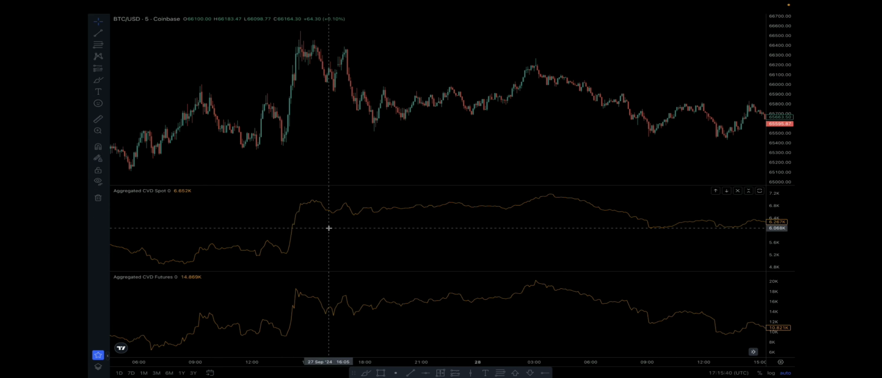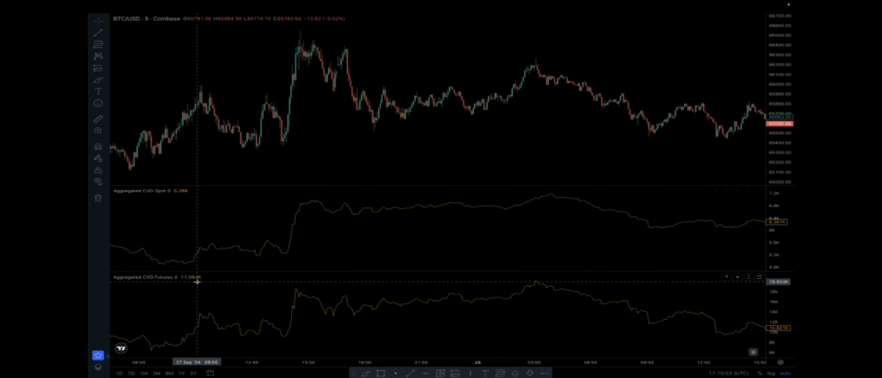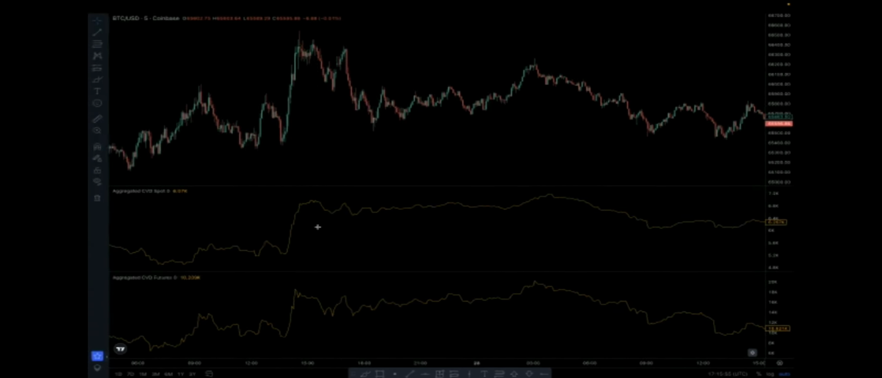So delta is the basic volume delta. Cumulative volume delta is the exact same thing. It's just accumulated. It accumulates over a time frame. Aggregated is just when multiple exchanges are put together. And then spot and futures are the two different types.